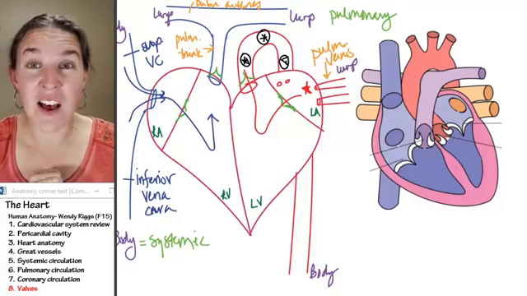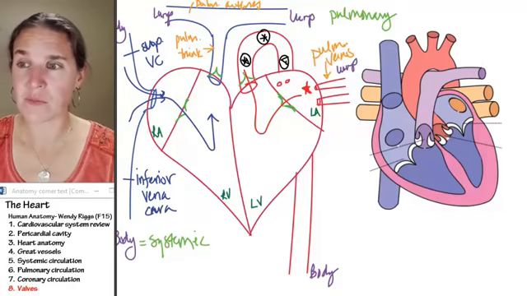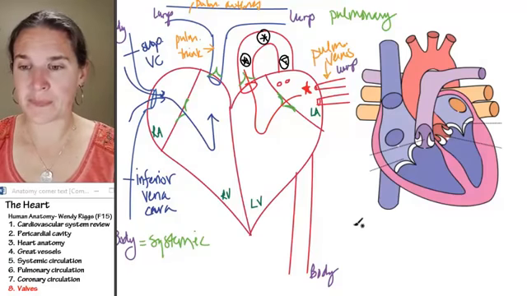There are 3 types of valves I want to talk about, and only 2 of them are found in the heart. So, who are they?